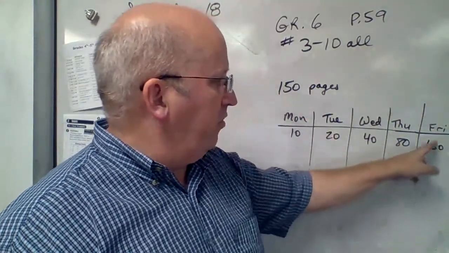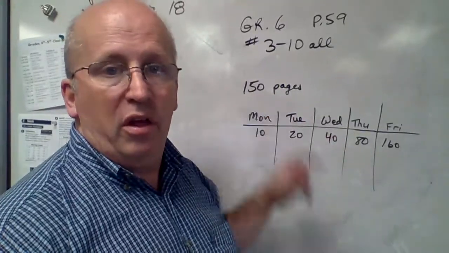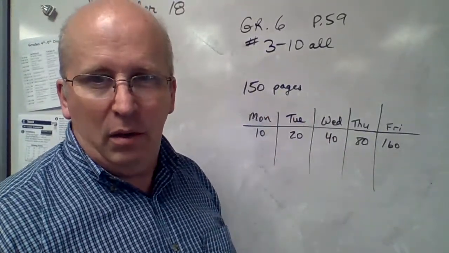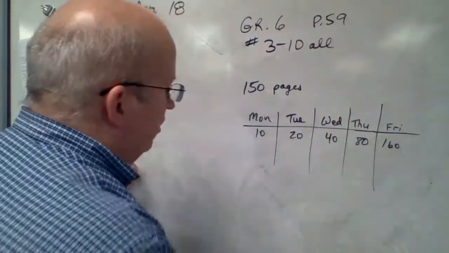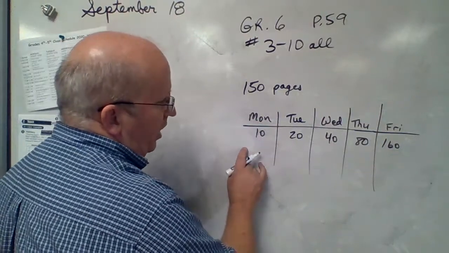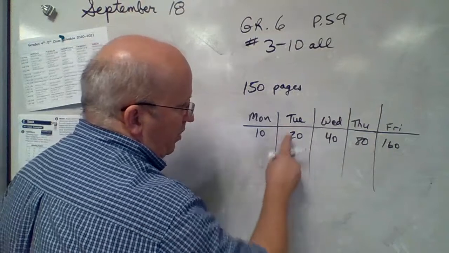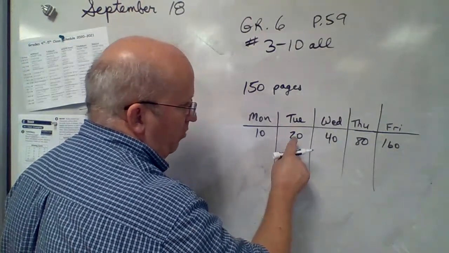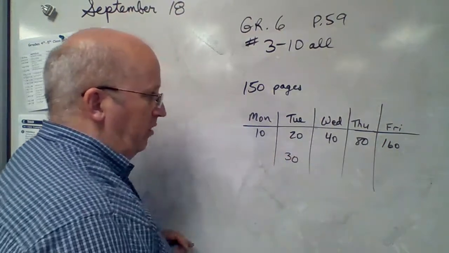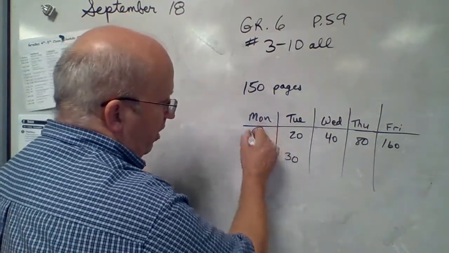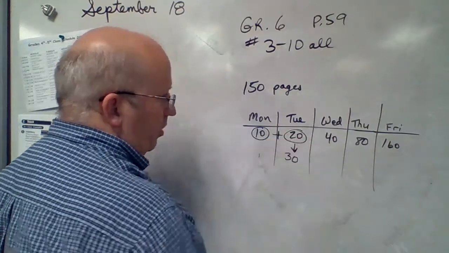Somebody might be tempted in saying that the answer is Friday, because Friday's 160 and the book is 150. But keep in mind that this is cumulative. This is adding together. So at the end of day 1, this person has finished 10 pages. But at the end of day 2, this person hasn't finished 10 pages or 20 pages. They are actually done with 30 pages, right? Because they read these 10 first of all, then they read these 20, and together that makes 30.